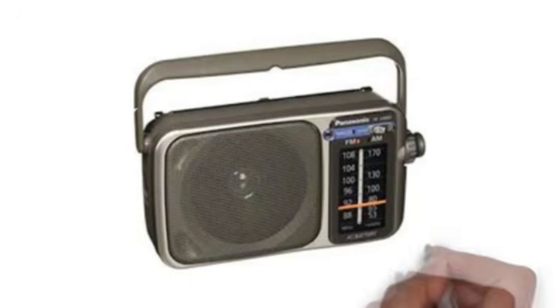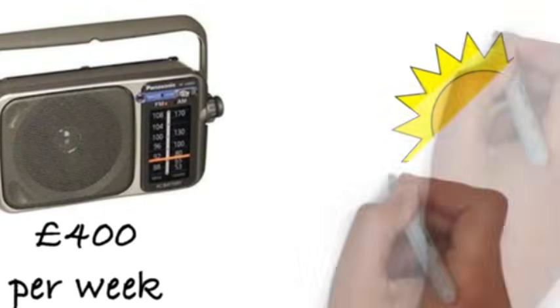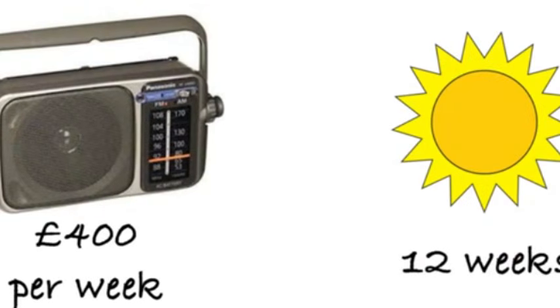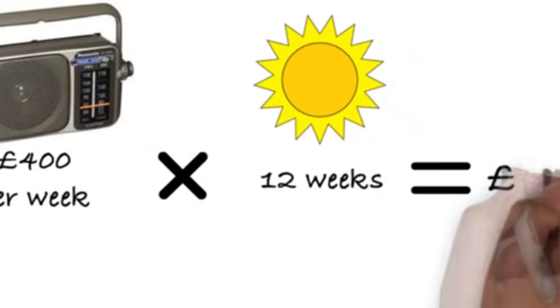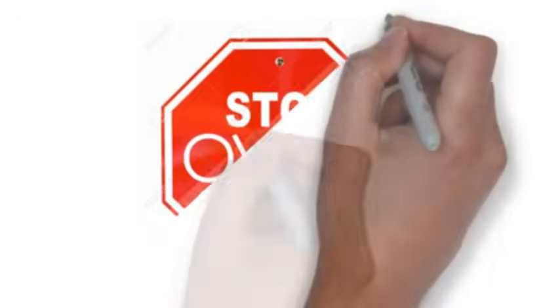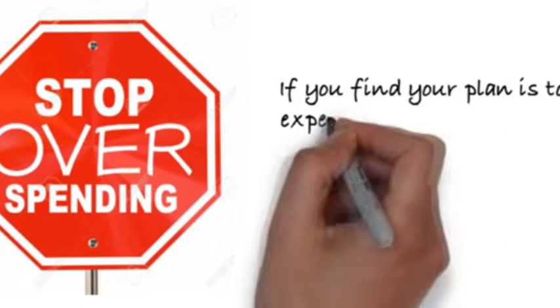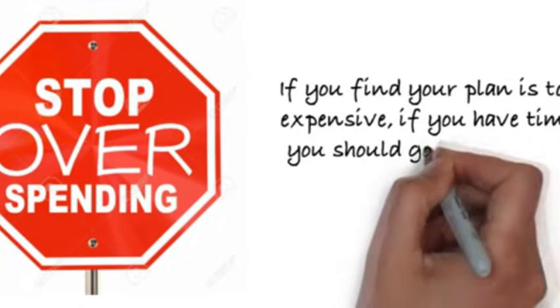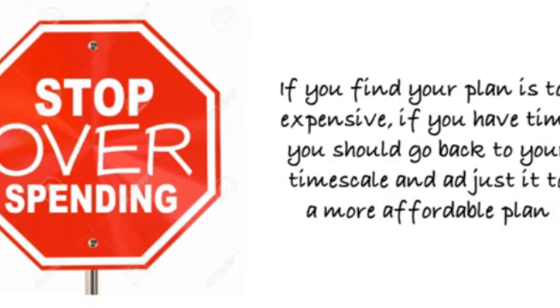For example, if a radio advert costs £400 per week and you intend to run the advert for 12 weeks in the summer, you should allocate a budget of approximately £5,000. If you find that you have overestimated how frequently you can afford to use a promotional method and it works out too expensive, if you have time, you can simply go back to your timeline and adjust it to a more affordable plan.